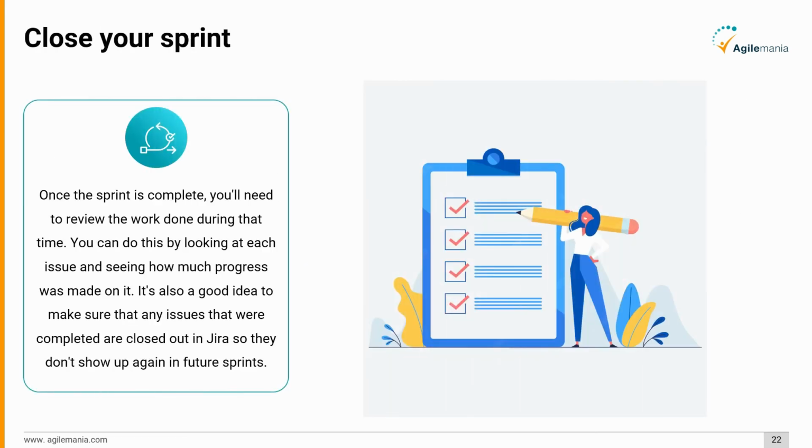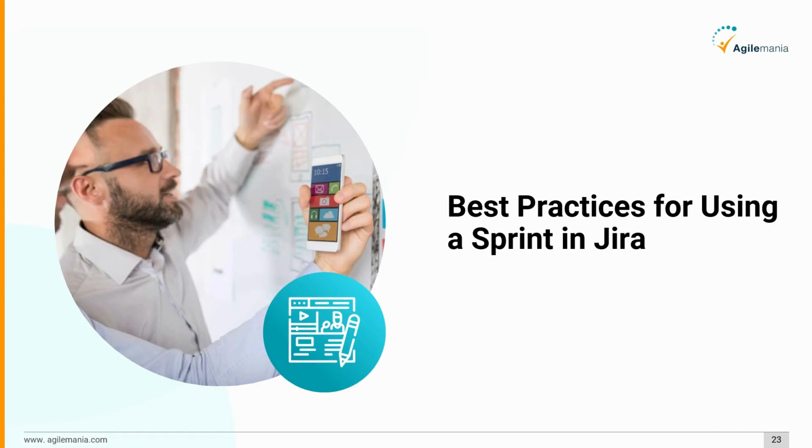Once the sprint is complete, you'll need to review the work done during that time. You can do this by looking at each issue and seeing how much progress was made on it. It's also a good idea to make sure that any issues that were completed are closed out in Jira so they don't show up again in future sprints. We don't want you to create a sprint in Jira just for the sake of doing it, but follow the best practices for using sprints in Jira.